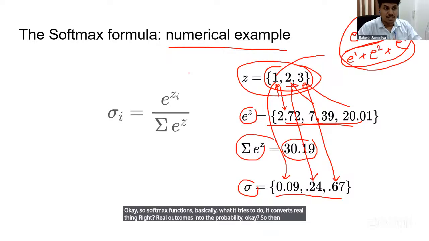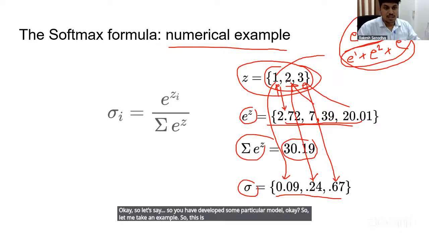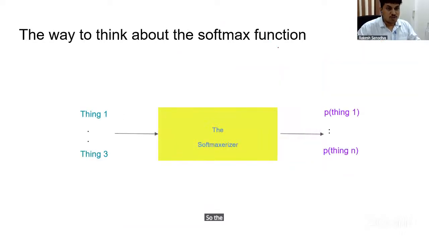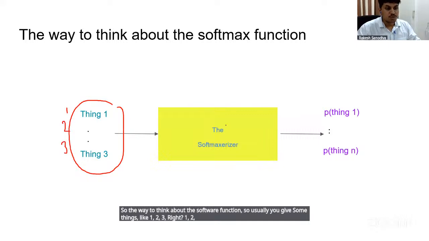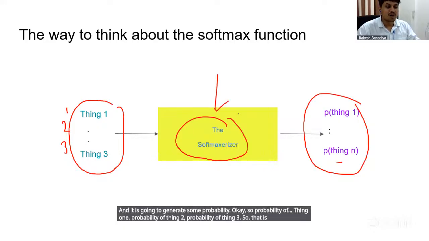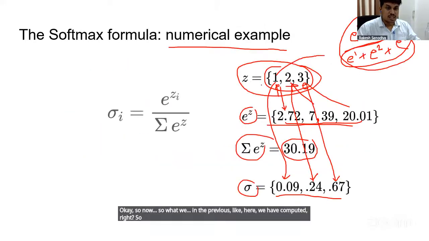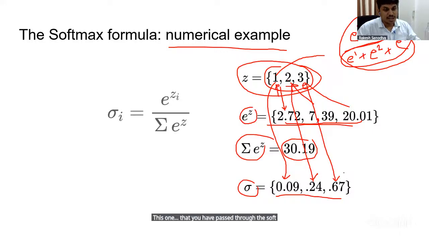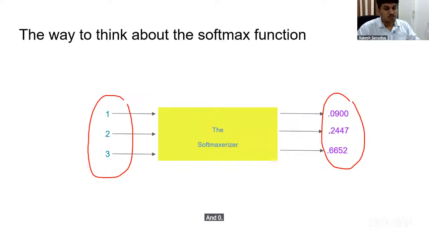With the help of probabilities you can easily understand the outcome. Let's say you have developed some particular model. The way to think about the softmax function is that you give it inputs like 1, 2, 3, and it generates probabilities: probability of thing 1, thing 2, thing 3. That is the functionality of the softmax function. Here you passed 1, 2, 3 through the softmax and it converted them into probabilities 0.09, 0.24 and 0.66.